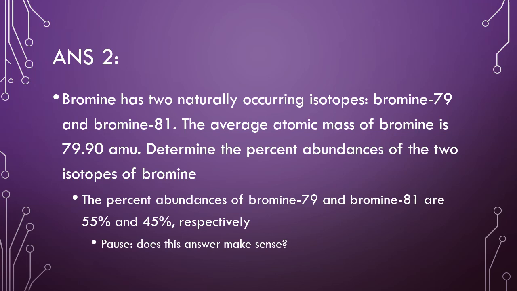Take a moment now and pause. Does this answer make sense? Does it make sense that they are very close to 50-50, but that there is slightly more of bromine 79? Well, the average mass listed on the periodic table is 79.90, which is very close to 80, halfway between 79 and 81. So it makes sense that they would be pretty close to 50-50. However, it is slightly less than 80, which implies that of the smaller number, the 79, there is slightly more. So yes, these numbers do make sense.